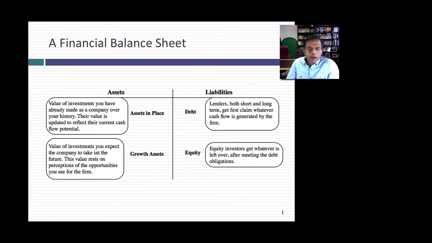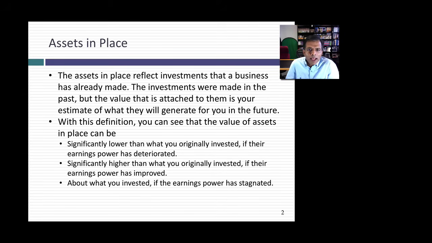On the other side of the balance sheet, notice there are only two items. There are only two ways you can fund a business. You can borrow the money, that's debt, or you can use your own money, that's equity. So let's take a closer look at each of these items because in a sense it's going to lay the foundations for almost everything we do in finance. Let's start with assets in place. As I explained, assets in place is the value that I'm attaching to investments you've already made as a company.